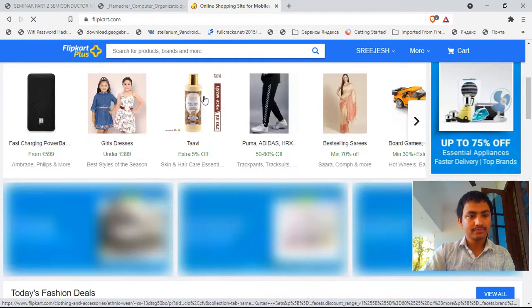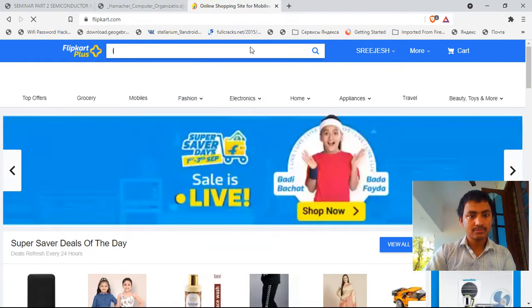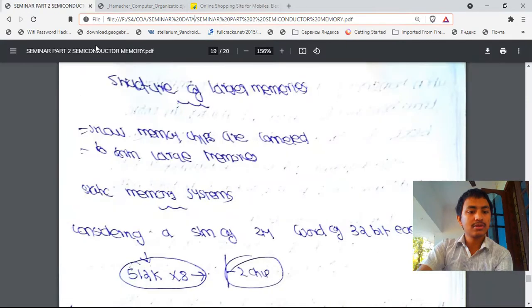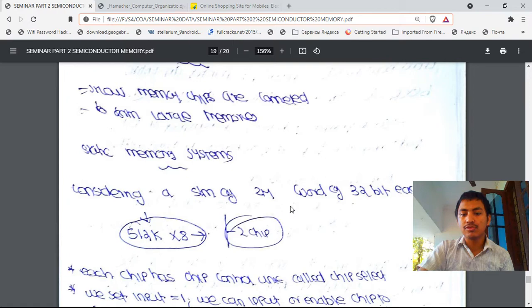Okay, so consider a system of 2 MB with 32-bit words. How can we implement it at 2 MB? We can use a 512K into 8 architecture, that is, we can use a 512K into 8 chip. If we have 4 chips, we can easily do this.